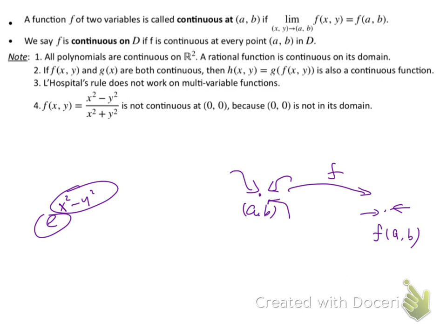Finally, go back to the example that we did. Our function, x squared minus y squared over x squared plus y squared, was not continuous at 0, 0. Why was that? It's supposed to be continuous on its domain, right? But actually 0, 0, the origin, makes the denominator 0. That will be 0 squared plus 0 squared, which is 0. The origin is the only point that is not in its domain.